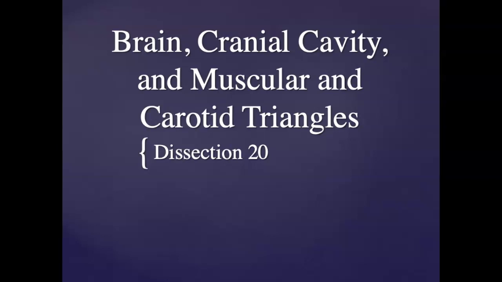Today we'll be talking about the brain, the cranial cavity, and the muscular and carotid triangles. But we'll start by reviewing the brain and where it used to be as it's set within the cranial cavity before we took it out. And then we'll finish today by looking at the anterior portion of the neck.